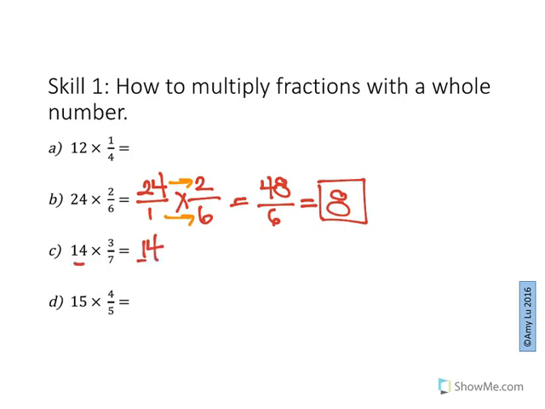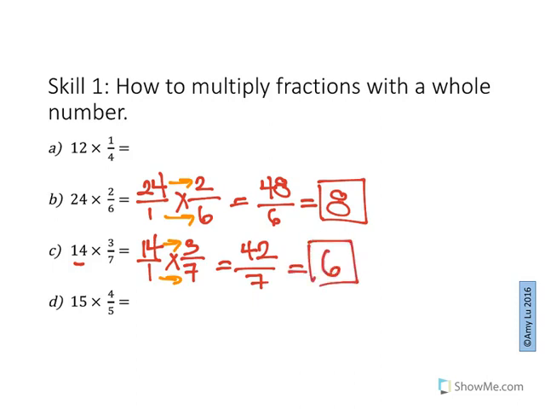14 is the same as saying 14 over 1 times 3 over 7. You multiply straight across. 3 times 14 is 42. 1 times 7 is 7. 42 divided by 7 is simply 6. And the last one, 15, is the same as saying 15 over 1 times 4 over 5. Multiply straight across. 15 times 4 is simply 60 over 5, and that is simply 12.